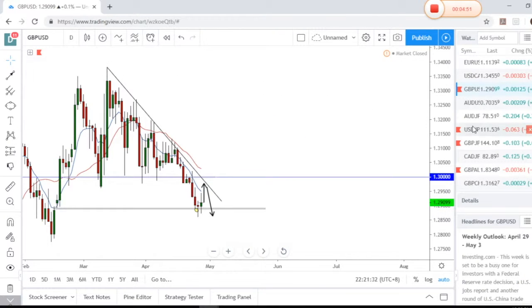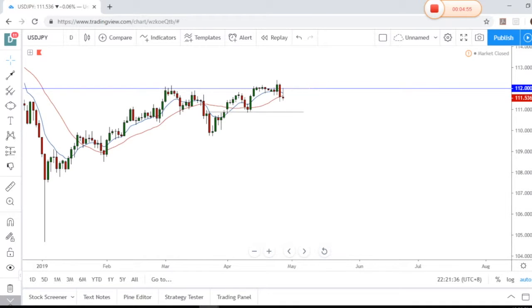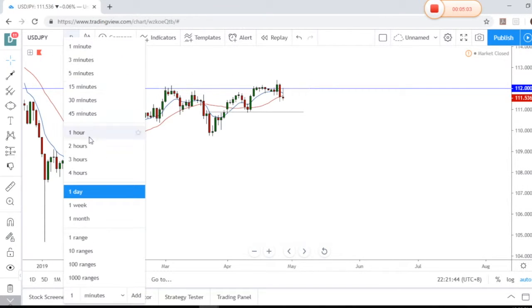So let's move on to our next pair of target. All right, this is USD JPY. We have been telling that we're going to sell at the 1.112 level, right? This level is one of the key levels for dollar yen.